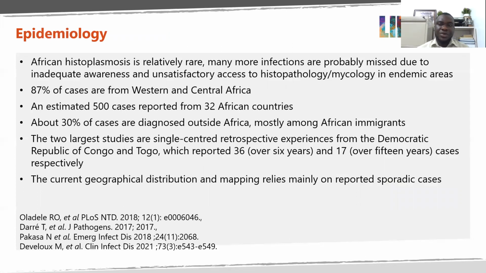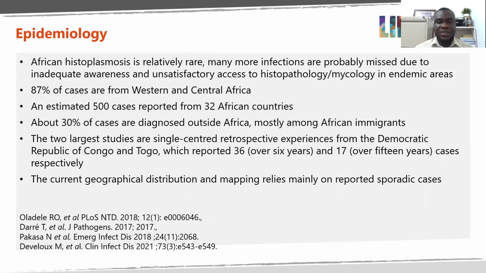African histoplasmosis is relatively rare, but it is believed that several infections are probably missed due to inadequate awareness and the fact that in endemic areas, access to histopathology and other mycology services for diagnosis is very poor. About 90% of cases are from the western and central part of Africa. So far, approximately 500 cases have been reported from 32 African countries, and 30% of them were diagnosed outside Africa. So these are African indigenes that migrate to the West, and then they tend to develop African histoplasmosis, and the diagnosis was made in the West.